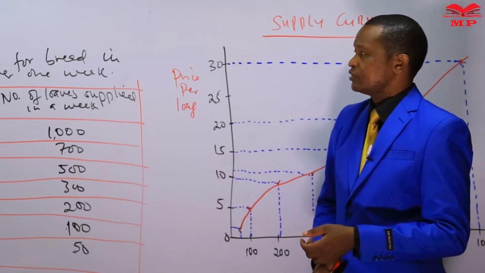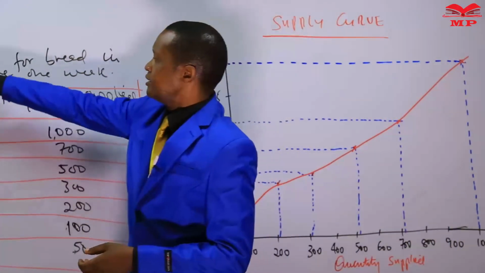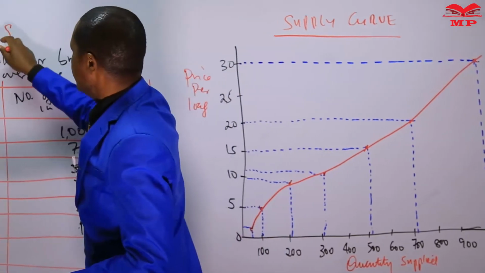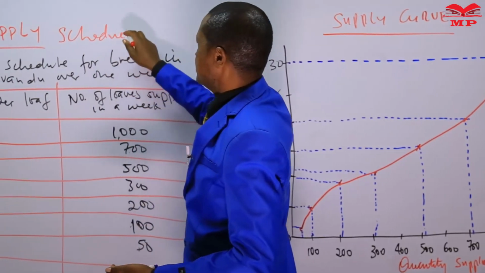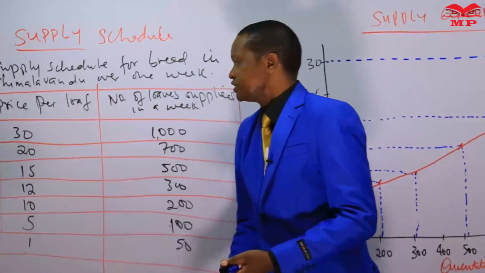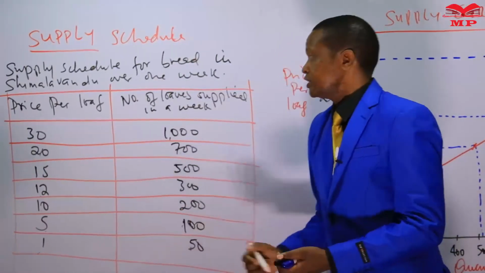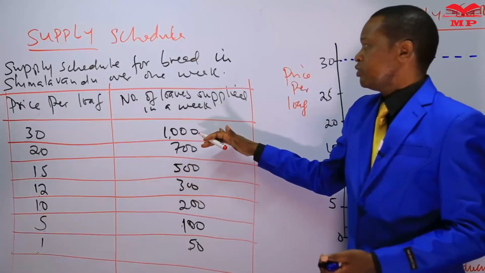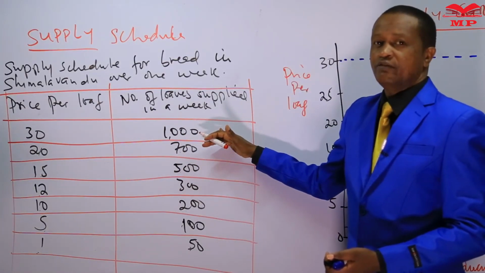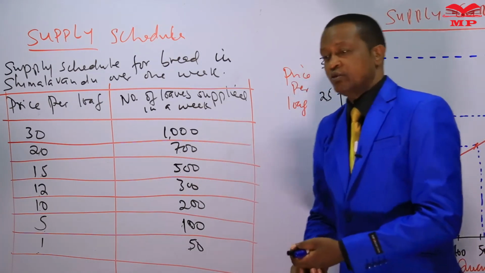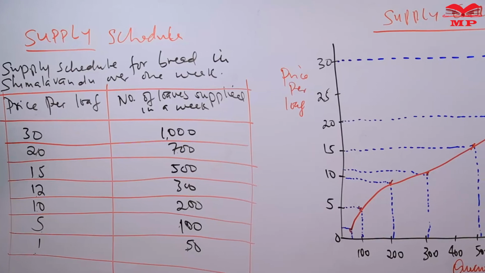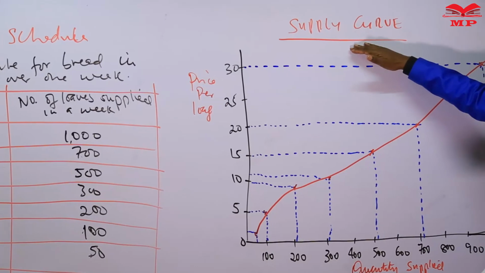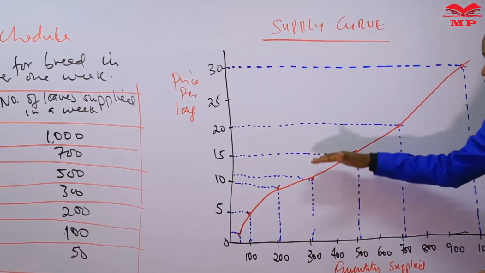We've also learned about the supply schedule. A supply schedule is simply a table that shows the price of a commodity with the corresponding quantity supplied over a given period of time. Then we have also learned how to draw a supply curve, which is on the board here.